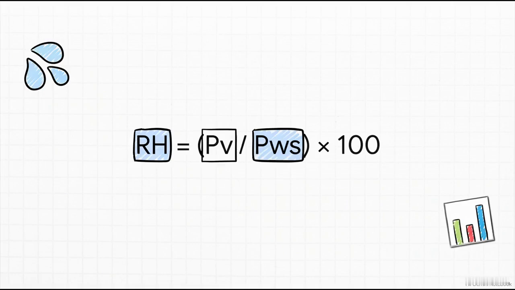This straightforward equation, dividing actual vapor pressure, PV, by total saturation pressure, PWS, and multiplying by 100, is the hidden architecture of human comfort. It literally measures how full the air is with water vapor. If the relative humidity hits 100%, the air is totally saturated. Your sweat can't evaporate at all, which is exactly why high humidity feels so incredibly oppressive.